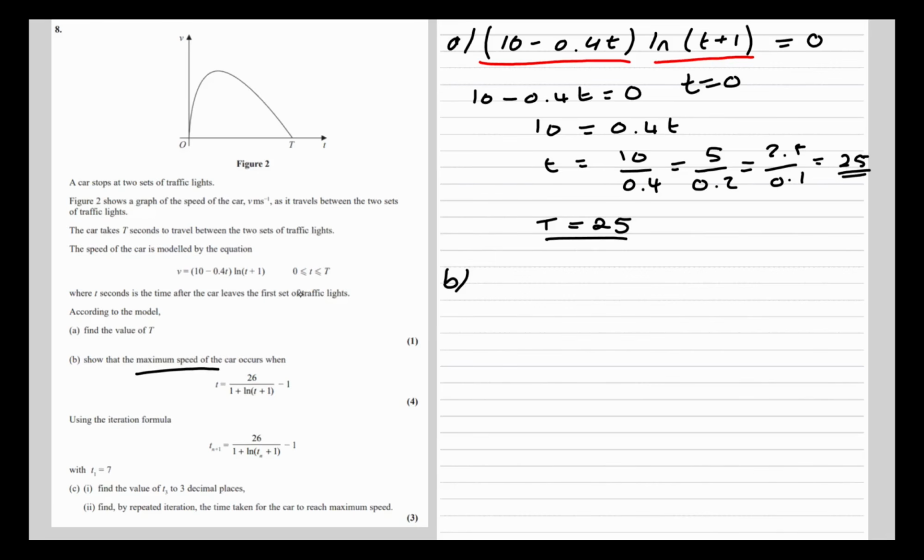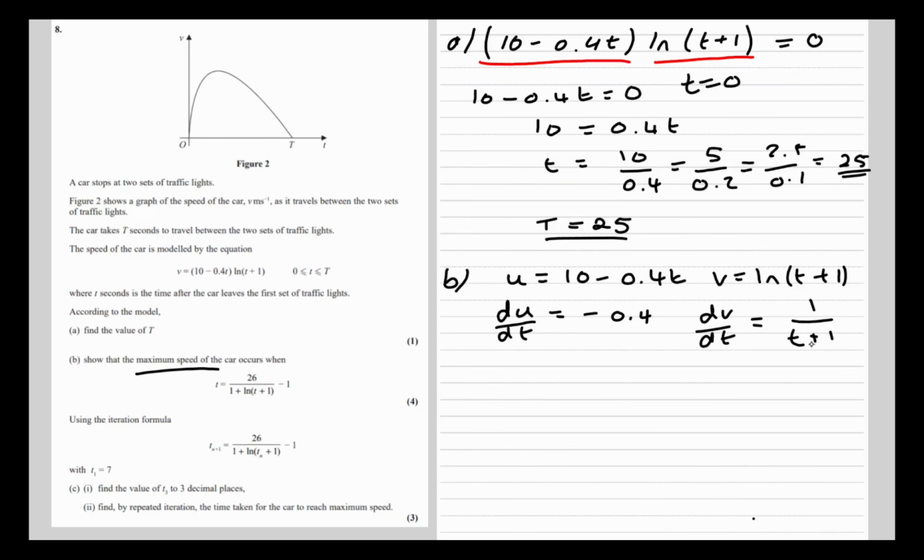So let's differentiate. We have two things multiplied together, so we use the product rule. So we can say u is 10 minus 0.4t, v is ln(t plus 1). du/dt is just negative 0.4. dv/dt is, when we differentiate ln, it goes to 1 over, so that will be 1 over t plus 1.